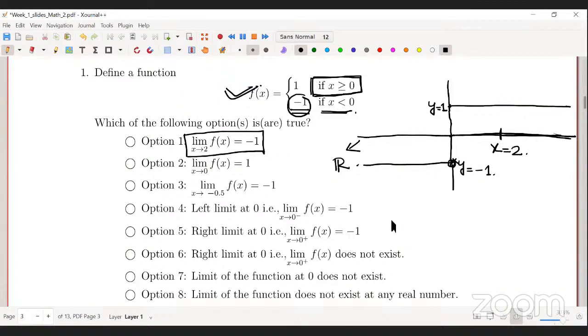If the left hand limit and right hand limit are different, then this expression does not have any meaning, and the limit basically doesn't exist.